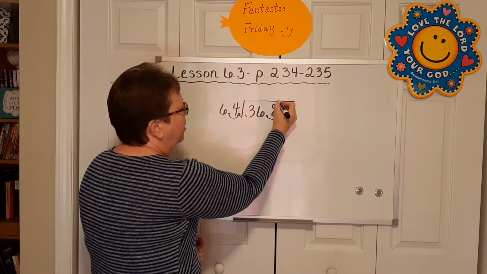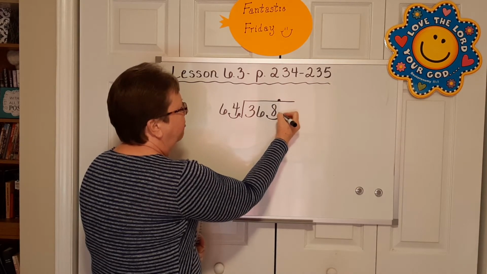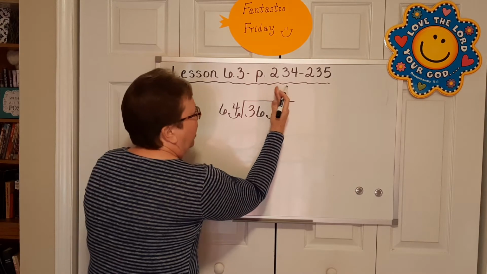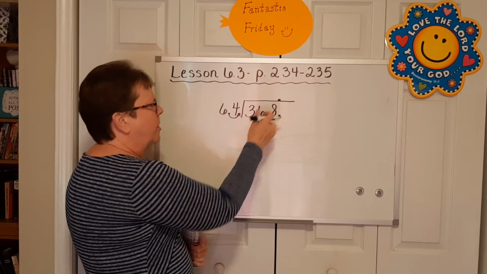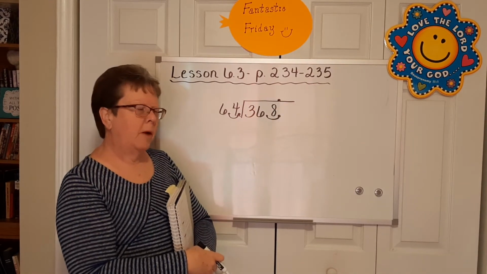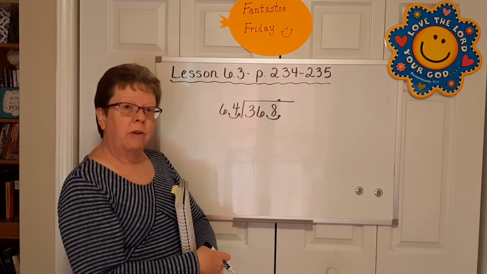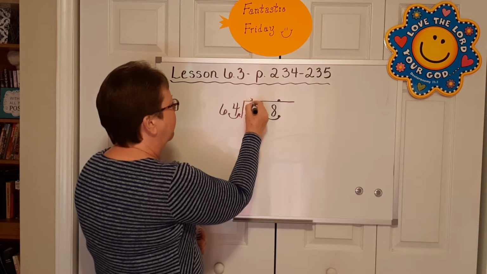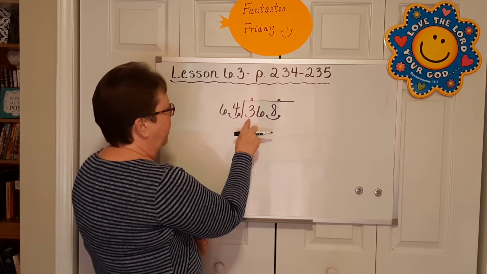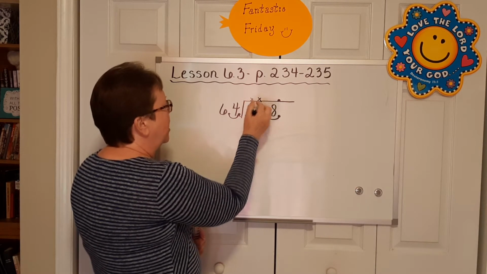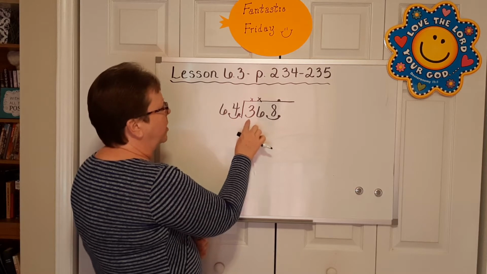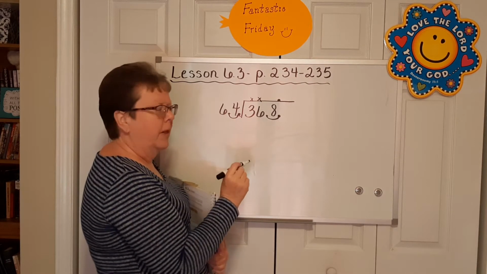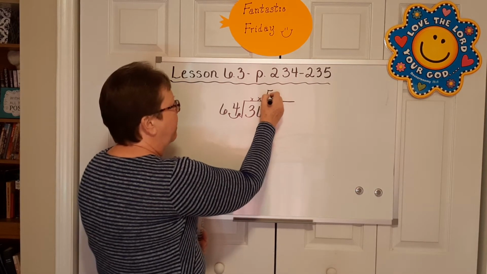And now I'm going to put my decimal point in my answer, my quotient, and I've got to line it up directly with the decimal point in my dividend. Okay? And now we're able to divide. 64 we know can't go into 3. 64 cannot go into 36. But we know 64 can go into 368. And that will go in 5 times.